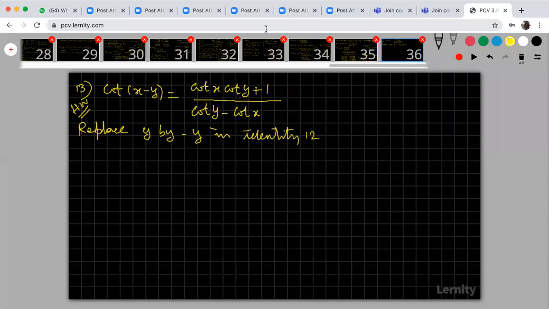Thank you all. You complete the 13th one. Many have completed it, some have not. Those who have not completed it, please complete it. Tomorrow we will definitely complete all the remaining identities and go to the problems. Thank you all, thank you so much.